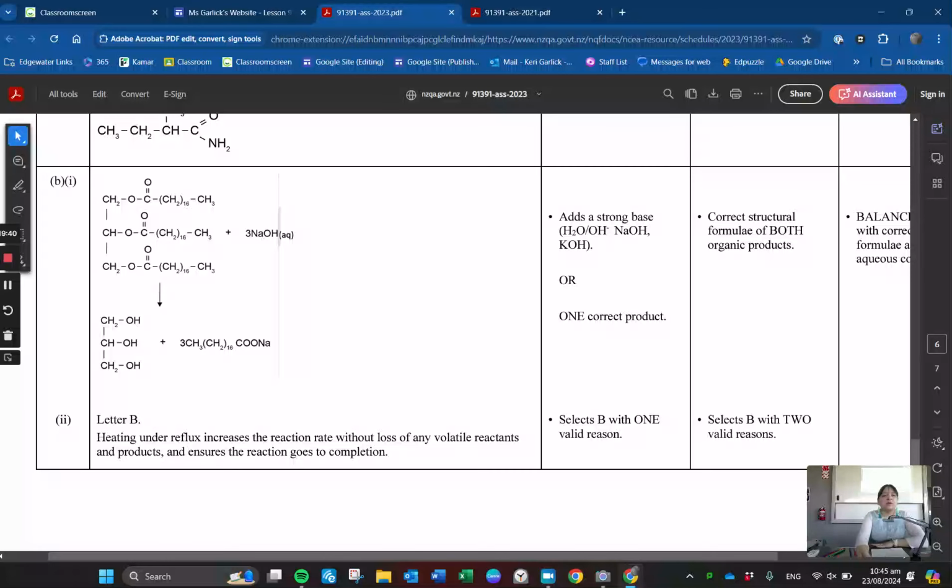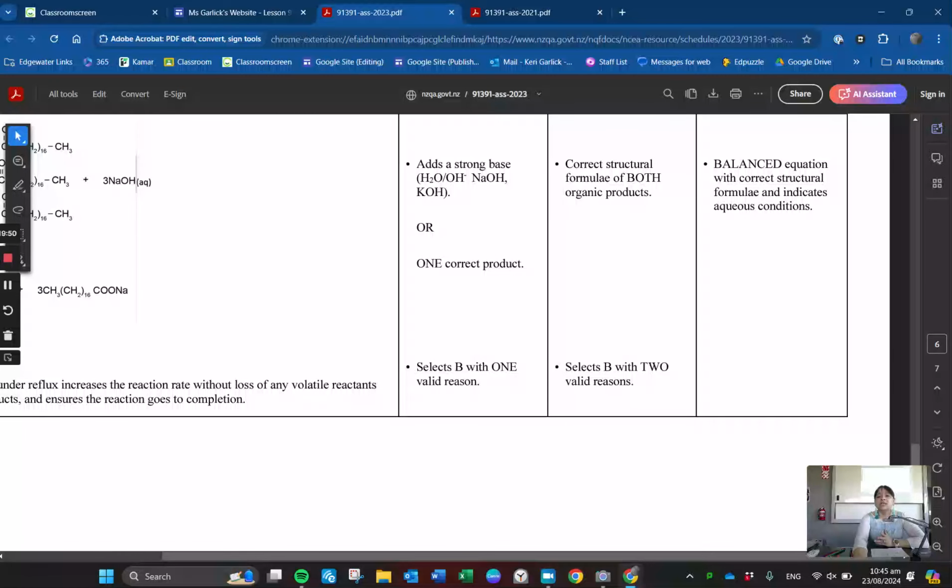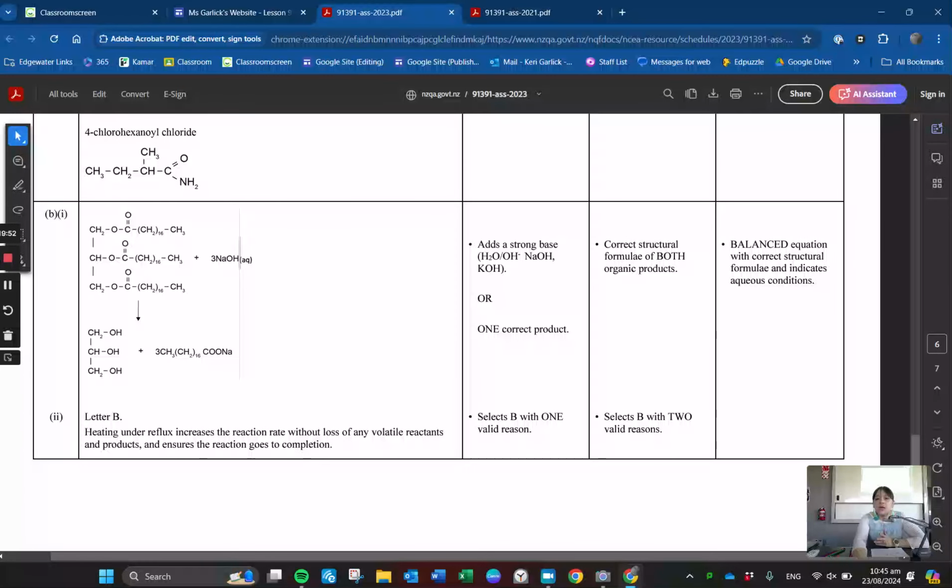All right. And then the other thing they were looking for is B, and an explanation. Heating under reflux increases the rate of reaction without loss of any volatile reactants and products, ensures the reaction goes to completion. So this one here, adding a strong base is an achieved point for one correct product. So either you figured out that there's going to be a triol, or you figured out the carboxylic acid salt. The other thing is select B with one valid reason. So those were the achieved points there.